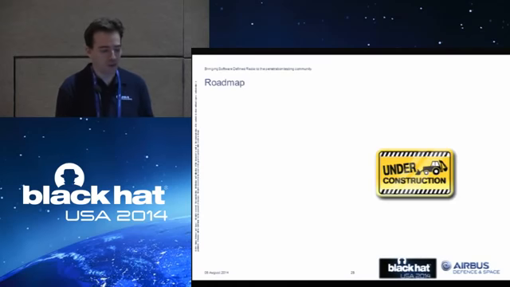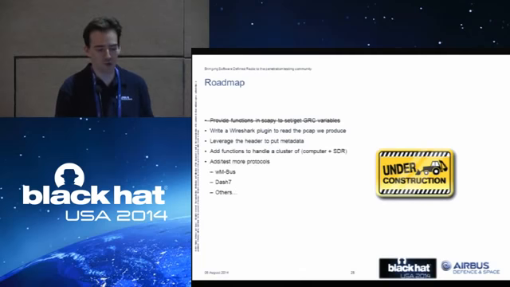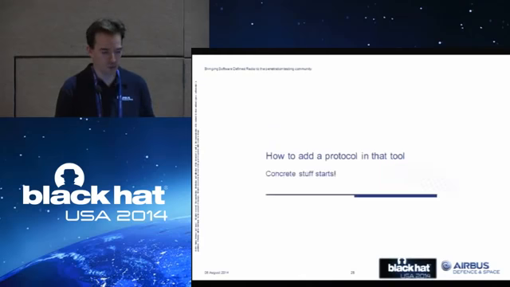The roadmap of the development: the first line has been struck because it's already done. That's the XML-RPC server. We also want to write a Wireshark plugin to be able to read back the PCAP that Scapy is able to read and write. Also, leverage our header to put more metadata in it, add a function to handle a cluster of computers plus SDR, and of course, add more protocols.